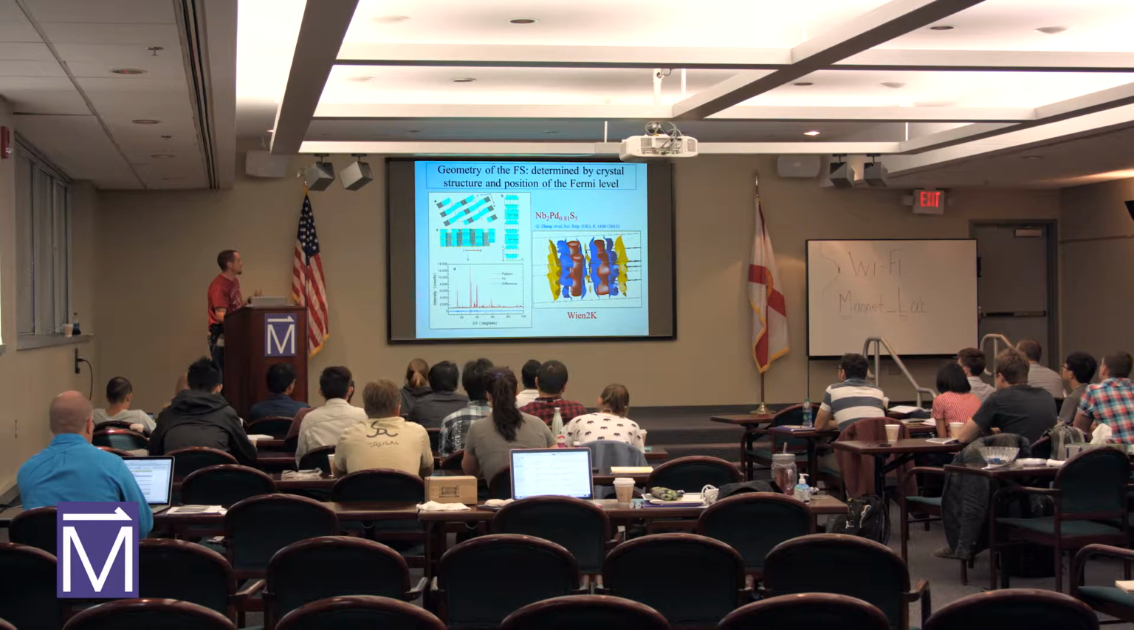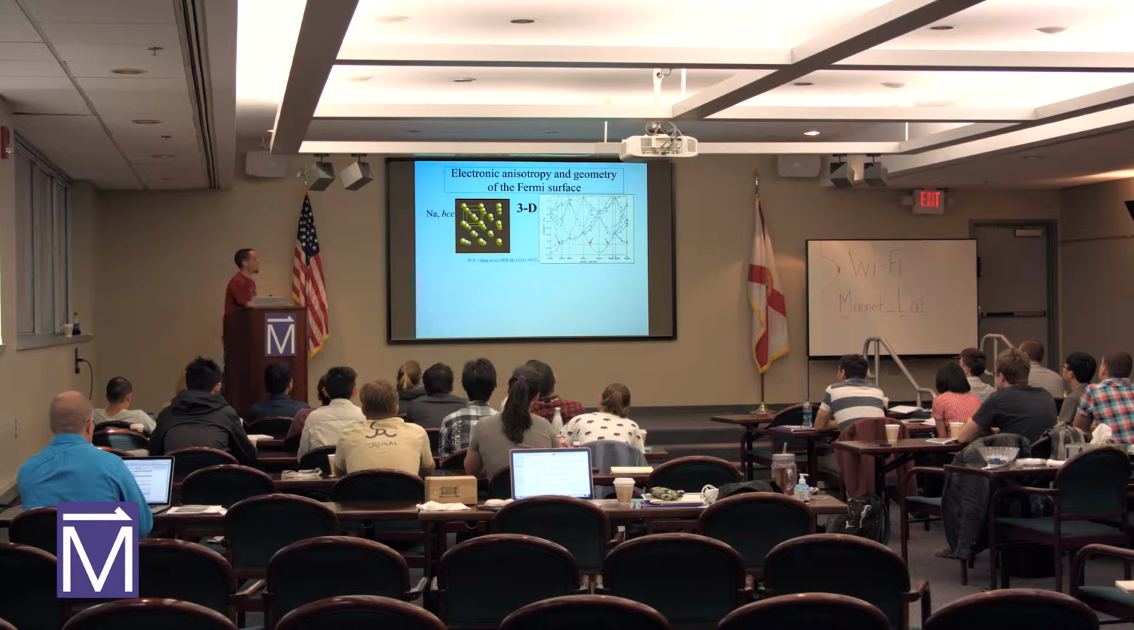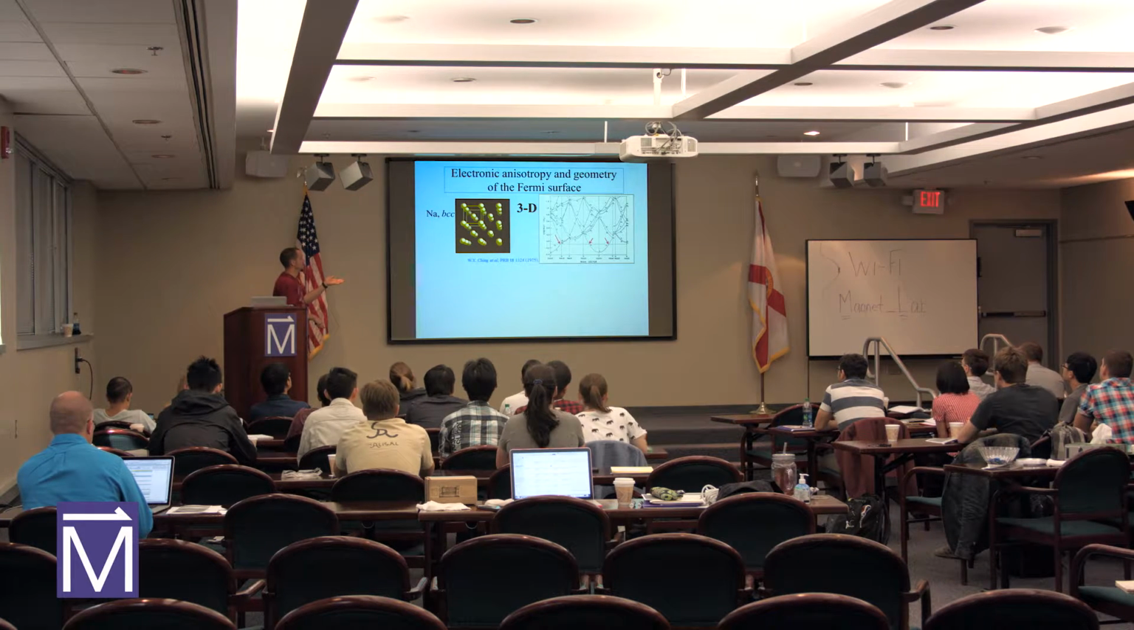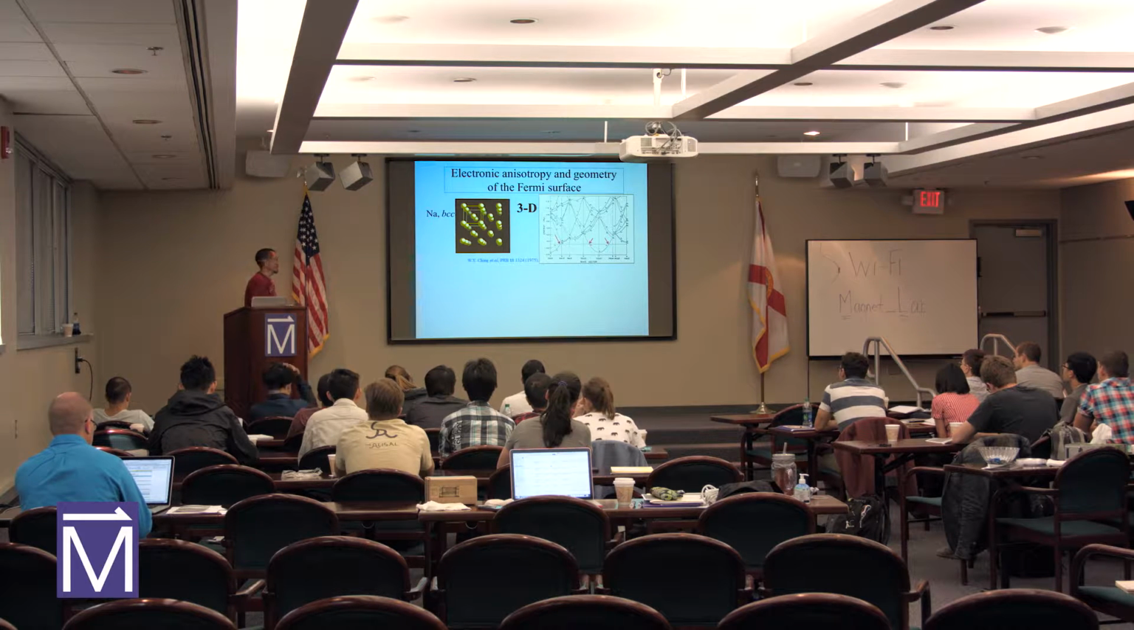Okay, but let's look at some real examples, working our way back in dimensionality. Let's start with a 3D Fermi surface. A simple example is sodium. It's group 1 of the periodic table. It's a body-centered cubic lattice for a single crystal of sodium, and it's got one 3s valence electron.